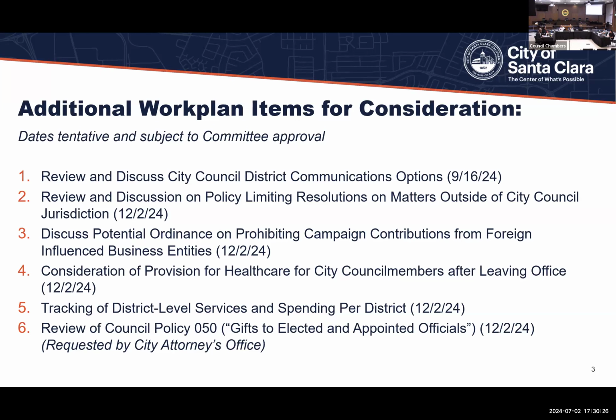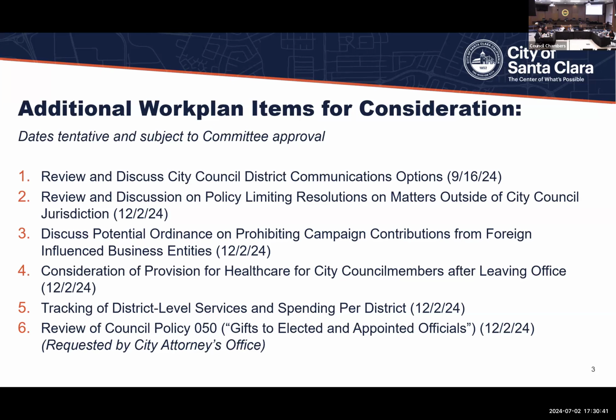Tracking of district level services and spending per district, December 2nd. Review of council policy 050, gifts to elected officials and appointed officials, requested by the city attorney's office for December 2nd.